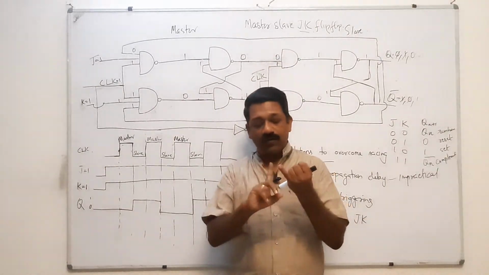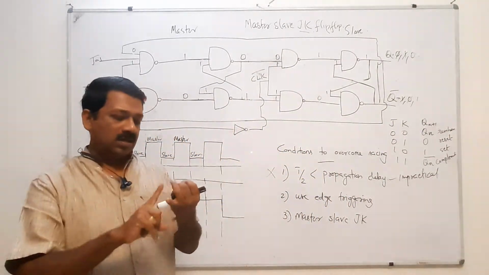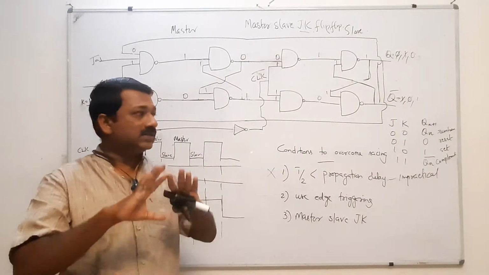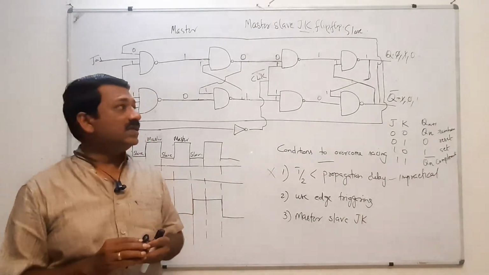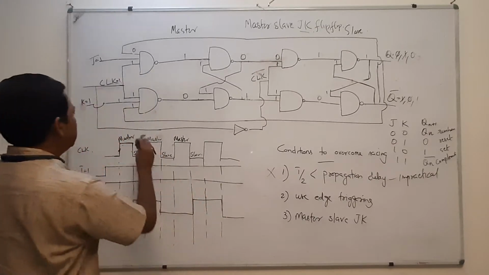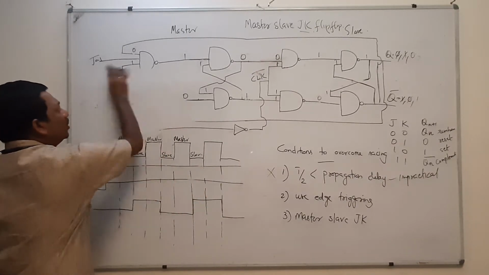That means there are 4 operations: remembering or storing, then setting, resetting and complementing. These are the 4 different types of operations as far as the JK flip flop is concerned. Now suppose that initially we have a notation like this.